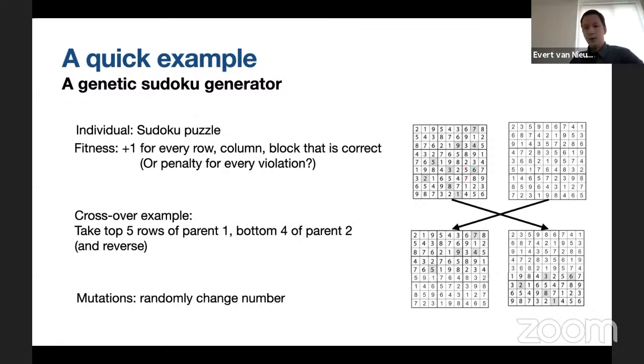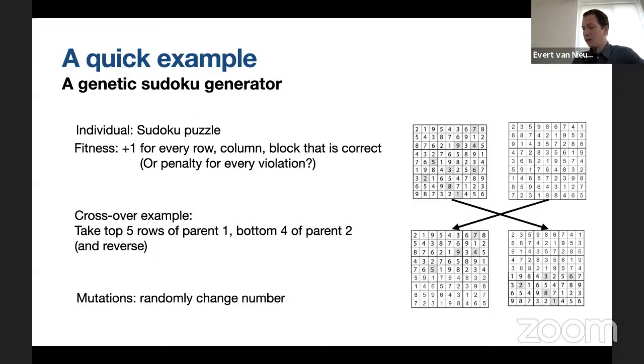So I take 2 of those Sudokus in my population. I take the ones with the highest scores, highest fitness. And here's a way of doing a crossover. I take 2 parents, and I take the top 5 rows of parent 1 and the bottom 4 rows of parent 2, and I cross them. So here, this new offspring has the first 5 rows of parent 1 and the last 4 of parent 2. And of course, I can also do the reverse. That's a crossover, and it turns out that for Sudoku, this will work.